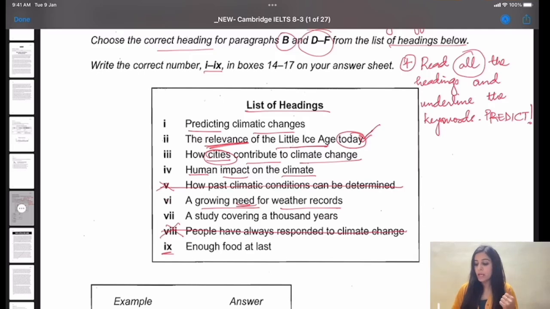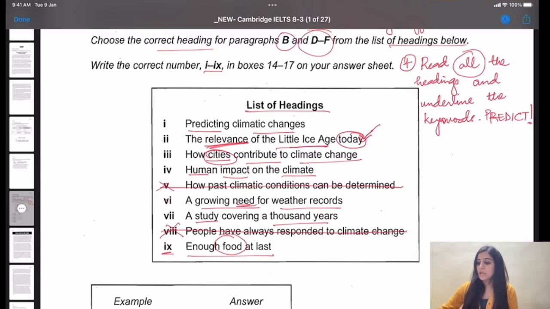The seventh one is a study covering 1,000 years. So there's a study, there's a research, there is some experiment that has been done over the period of 1,000 years. Some study, experiment, or research has covered 1,000 years. Last one is enough food at last. So this paragraph is obviously talking about food. So we have to look for the paragraph which is talking about food and how it is enough towards the end. I mean, there is sufficient food, enough food at last.